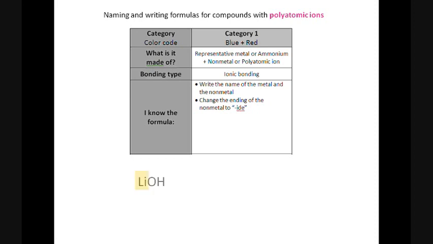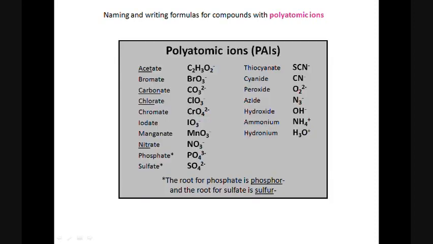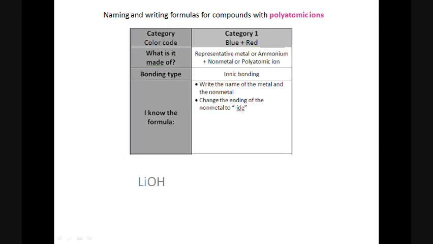Well, Li is the symbol for lithium, which is a blue element, and O and H stand for oxygen and hydrogen, but you won't find them together on the periodic table. That's because this is a polyatomic ion. If we go check our polyatomic ion list, we will find that OH with a -1 charge is hydroxide. See, I told you it would show up. So now we know for sure that we're working with a polyatomic ion, and we know that all polyatomic ions act red. So this must be a blue and red compound. That means category 1. So we need our category 1 rules for naming chemical compounds.